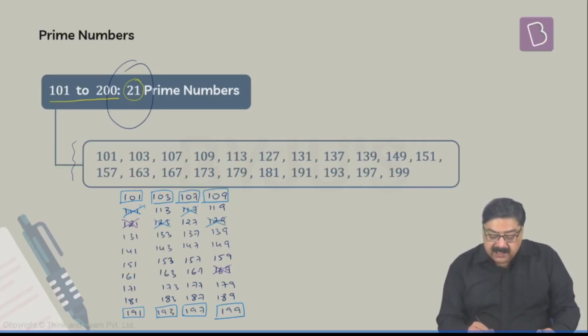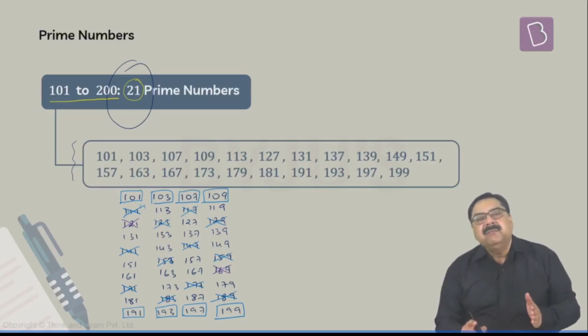123 plus 6 is 129. Plus 6 is 135. We have already eliminated that. 135 plus 6 is 141. Let us eliminate that. 141 plus 6 is 147. 147 plus 6 is 153. Plus 6, 159. Plus 6, 165. We have eliminated that. Plus 6, 171. Let us eliminate this. Plus 6, 177. We have eliminated. Plus 6, 183. And plus 6 is 189. Plus 6 is 195, which we have already eliminated. And 195 plus 6 is 201, which is greater than 200.